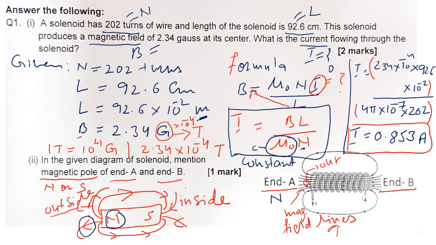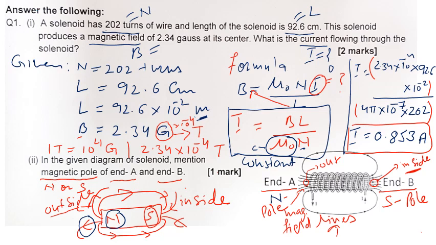So this end is the north pole of the solenoid. And if you see the other end, the end B, in this portion, how the arrow is looking, these are the magnetic field lines and they are going inside the solenoid. Inside means this is the south pole. So this end of the solenoid is the south pole, and here is the north pole of the solenoid.